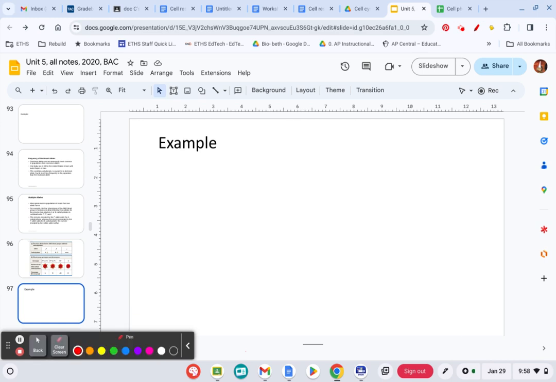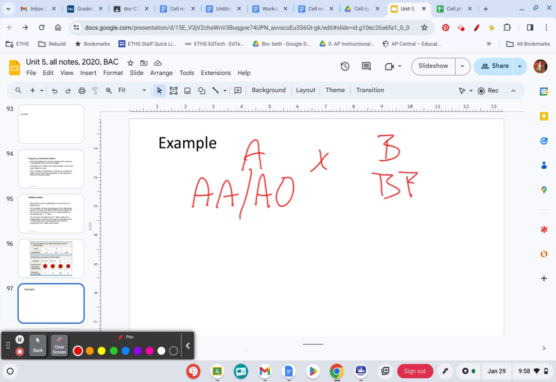So an example of this, I have somebody who is blood type A, and they have kids with somebody who is blood type B. I'm going to just start you off with a terrible one. What are the possible genotypes for A? AA. So this person could be AA, but they could be AO, or we're going to just use the O. Okay. And the B could be BB or BO.